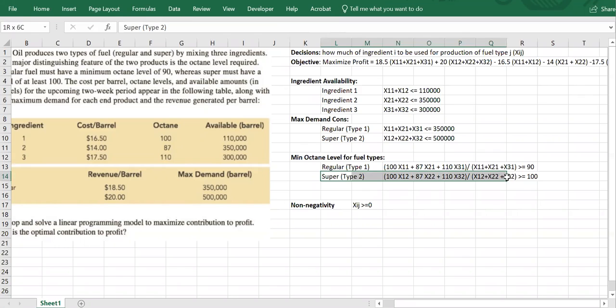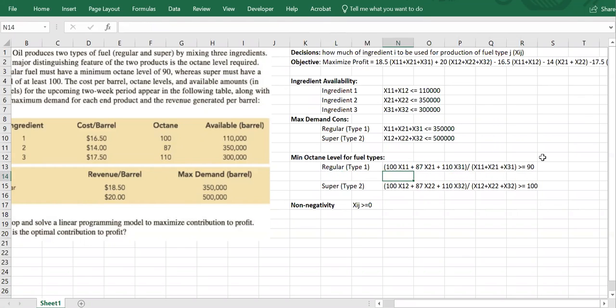So what I'm going to do is cut this, move it down, and right below it, write down the converted version. So how do we convert this to linear form? Think about that. If we multiply both sides of this inequality by the denominator of the ratio, x11 plus x21 plus x31, as long as this is not 0 and is positive, we can simply keep the signs and convert it to the linear format and move on.